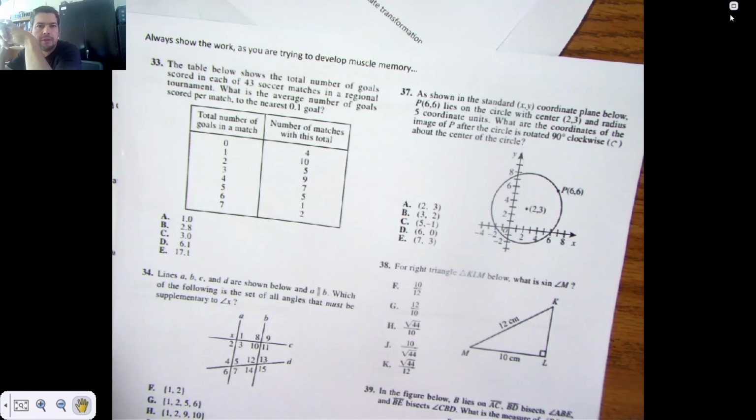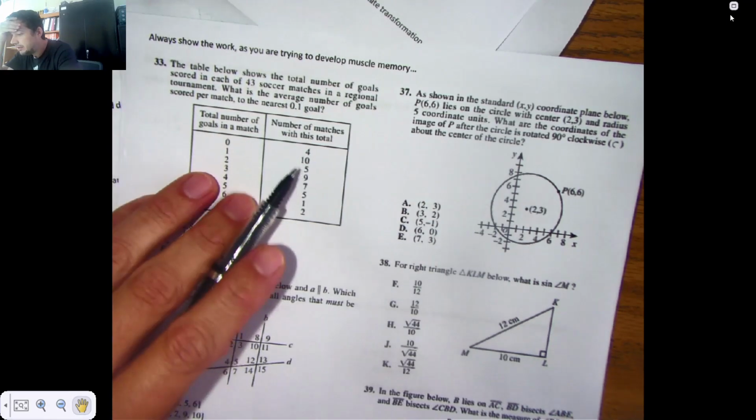33, a table. Most people hate tables, and I get it. I do. What do we have here? We have a table about the total number of goals scored in each match in a regional tournament. They want the average number of goals scored per match to the nearest tenth of a goal. All right, so let's see how many matches we have here.